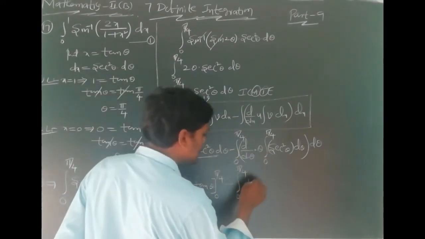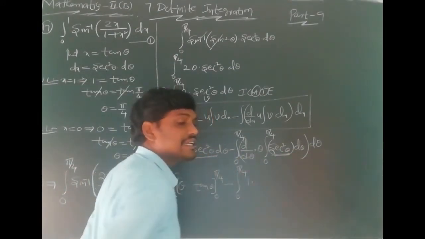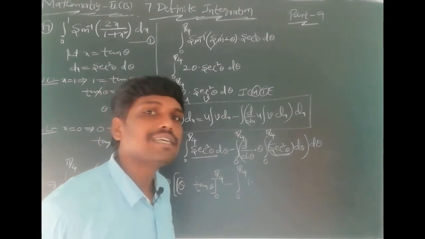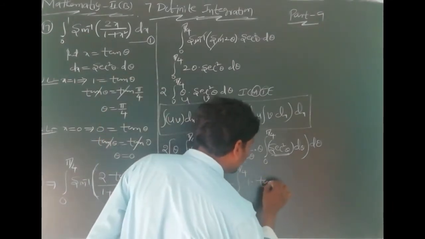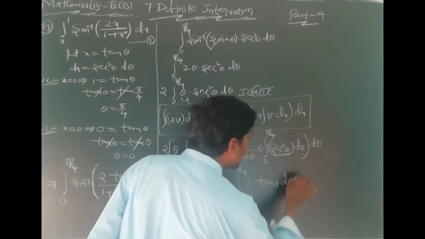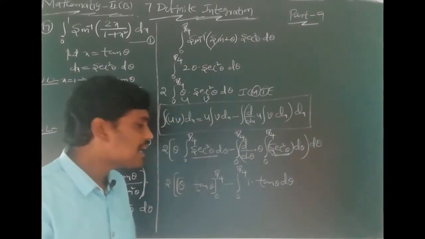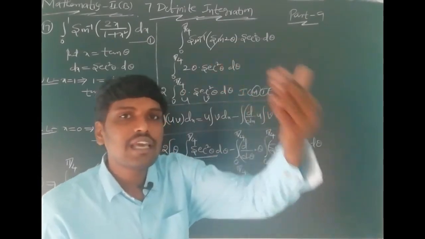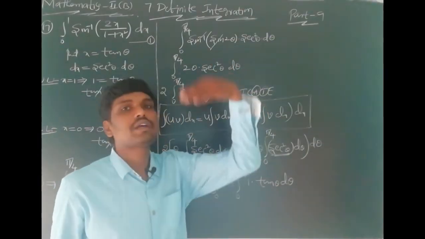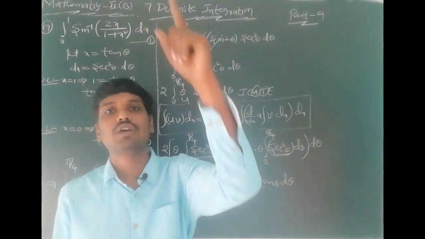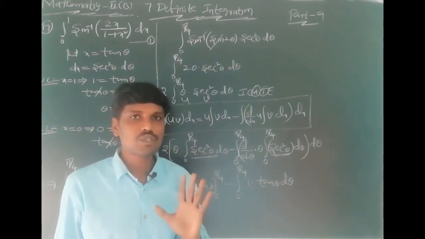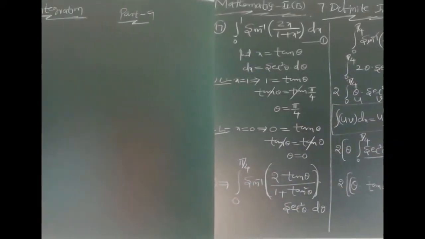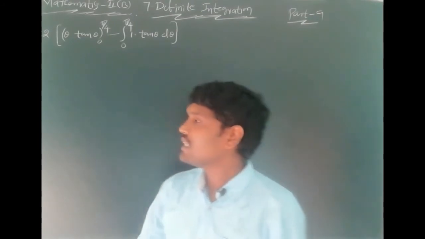Derivative of theta is 1. What is the integration of secant square theta? Secant square theta integration is tan theta. You cannot write limits here. Why? Because here this is function. Once again you integrate, after that you can write limits. Okay students, next step, what is the previous step?